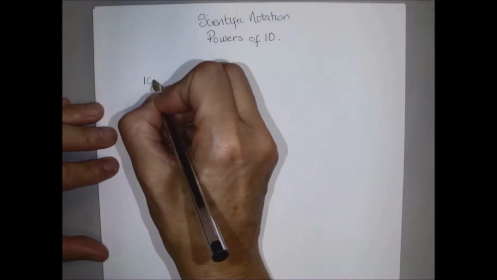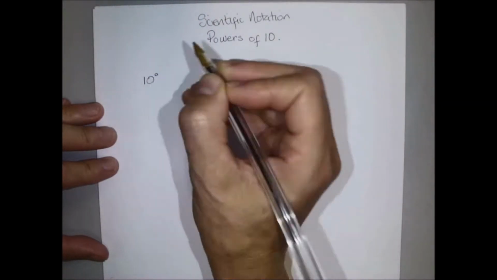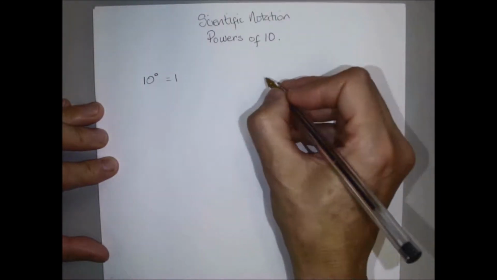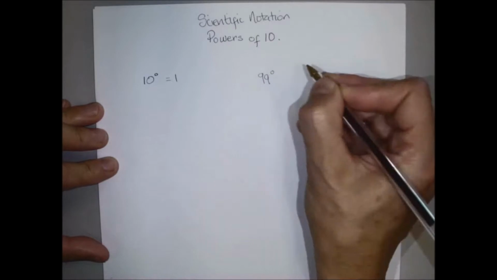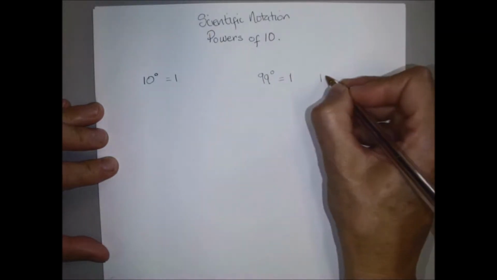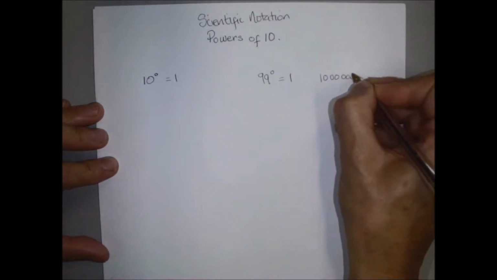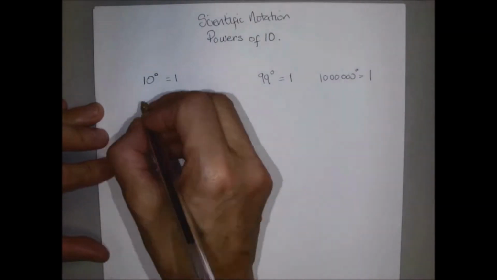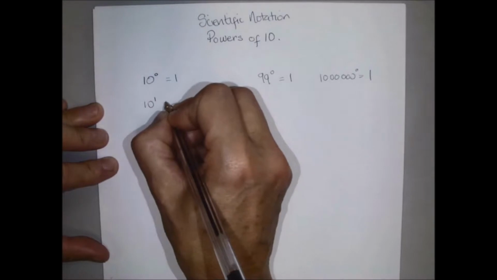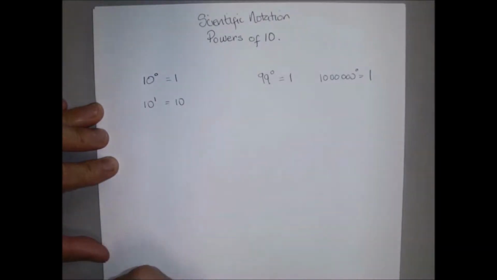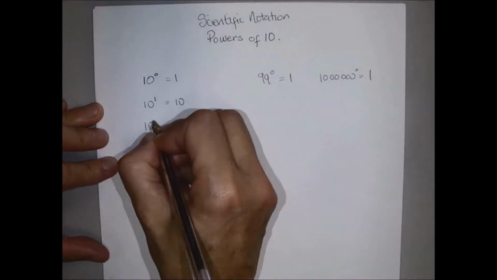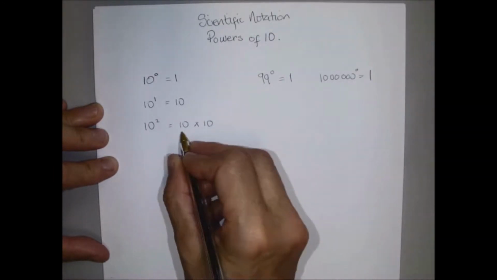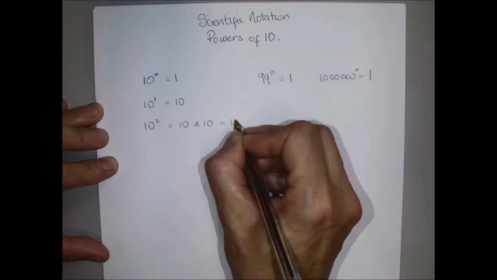First one you'll do is 10 to the power of 0, and anything to the power of 0 is equal to 1. For example, 99 to the power of 0 equals 1. 1 million to the power of 0 equals 1. Then the next would be 10 to the power of 1, which is really itself, 10. 10 to the power of 2 is 10 multiplied by itself twice, which is 100.